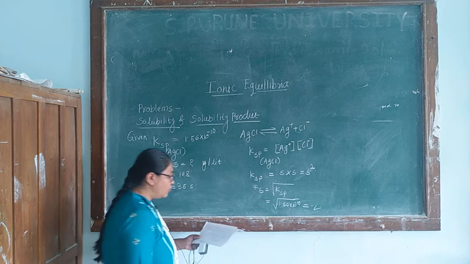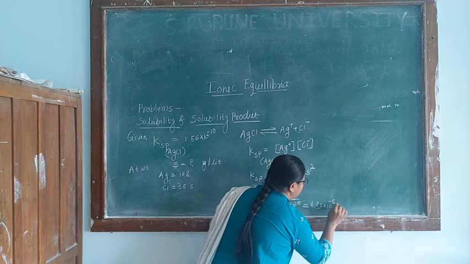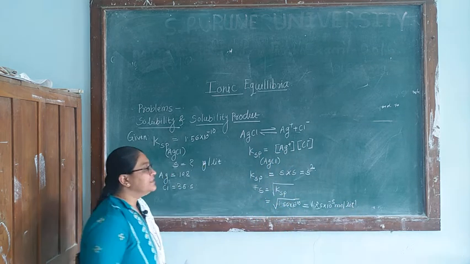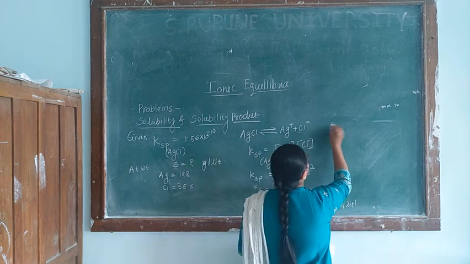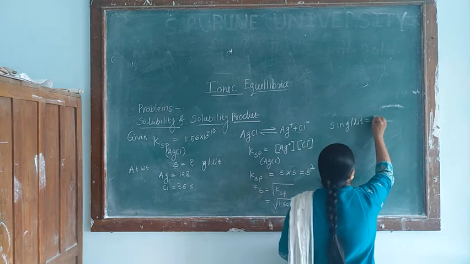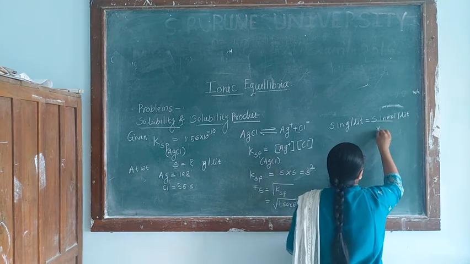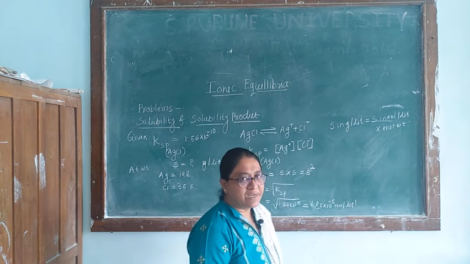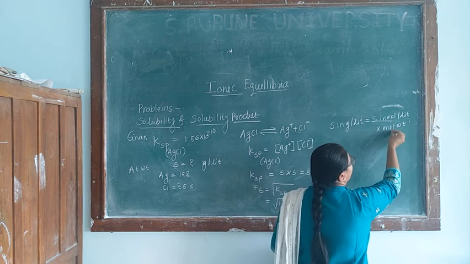Therefore, the square root of this is 1.25 into 10 to the power minus 5 moles per liter. This is the solubility. But we have calculated the solubility in moles per liter. So to calculate solubility in grams per liter, we have to multiply the solubility in moles per liter by the molecular weight. This is the formula to calculate the solubility in grams per liter.